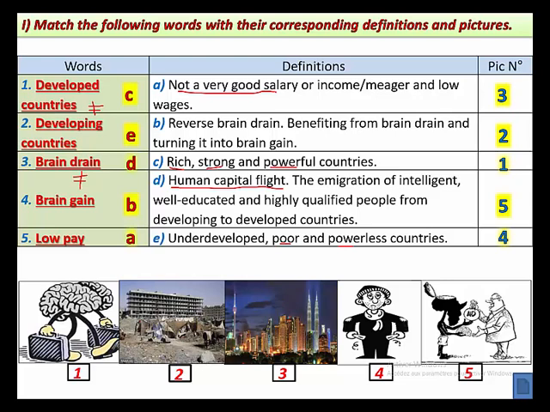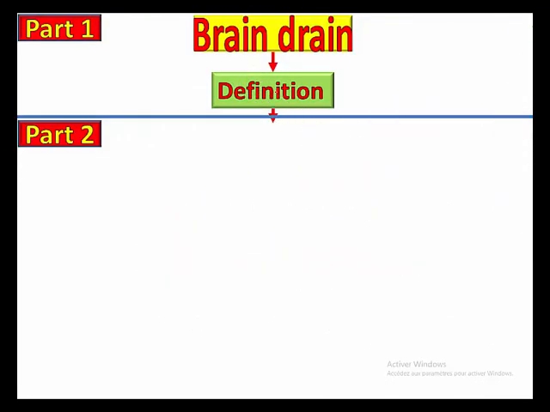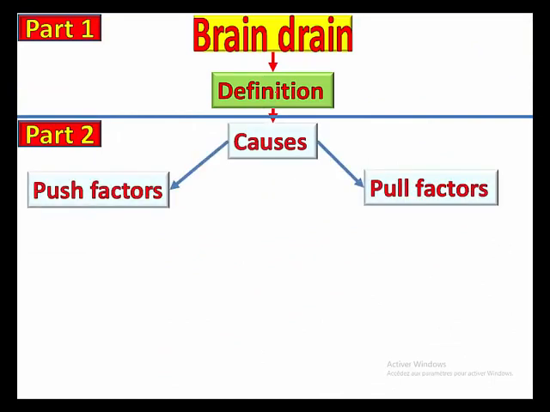And after this, we're going to move on to the next part. So we finished part 1, which is the definition of brain drain. Now we'll move on to causes of brain drain, like push factors and pull factors, and you will find it in the next video. I will share the link of this one so that you can watch it.